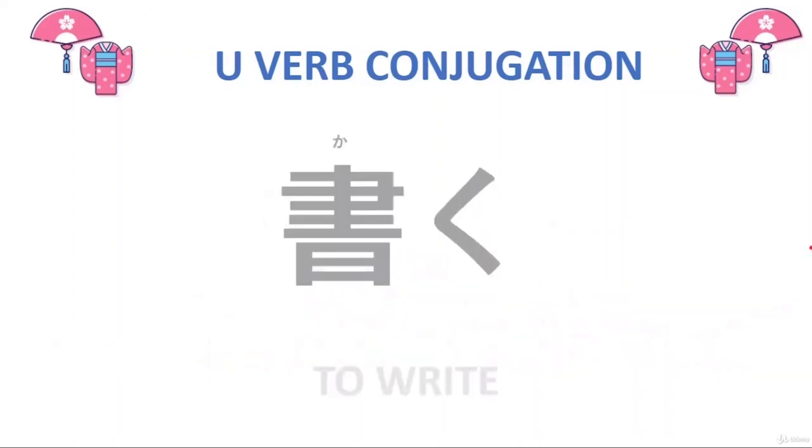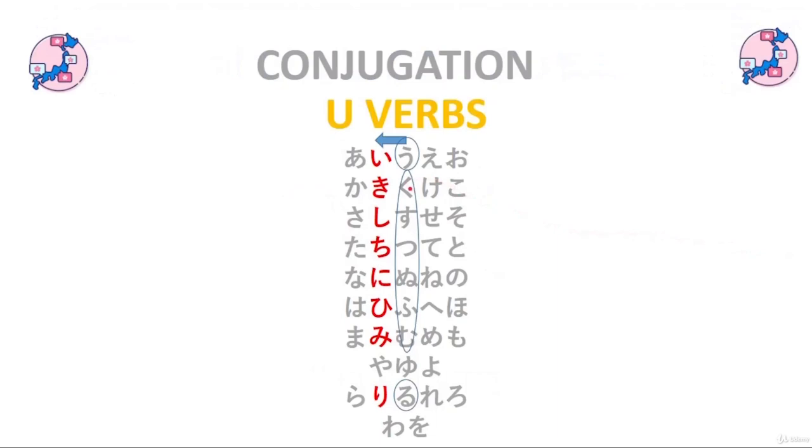Okay, our next verb, kaku, to write. For ku, we move one step back, it will be ki.